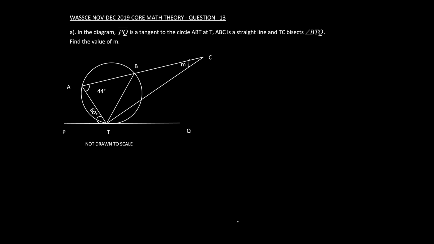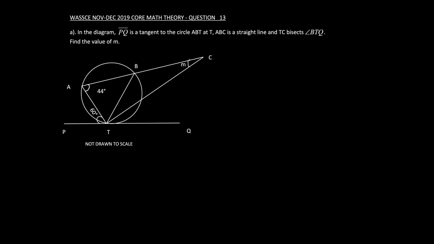In today's video, we'll be solving question 13 of the 2019 Nov-Dec Commerce Theory questions. So we begin with question 13a. In the diagram, line PQ is a tangent to the circle ABT at T. ABC is a straight line and TC bisects angle BTQ. Find the value of M.